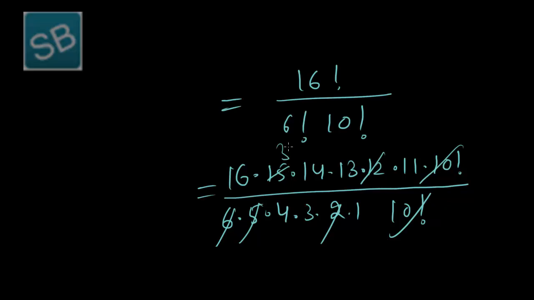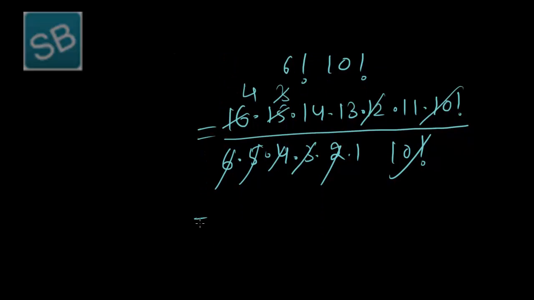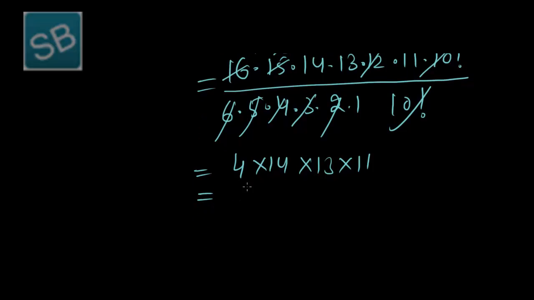So 5 3s are 15, 3 and 3 are cancelled out, and 4 4s are 16. So we will remain with 4 into 14 into 13 into 11. So that is the answer. On multiplication we will get 8008. So this is the coefficient of x raised to minus 2 in the given expansion.